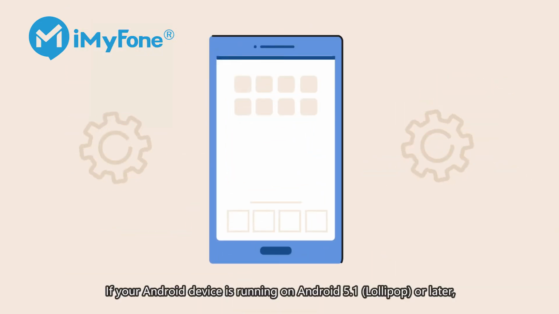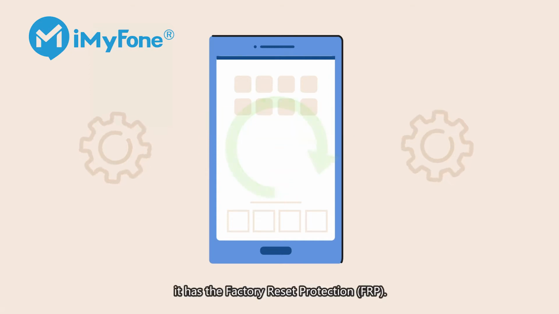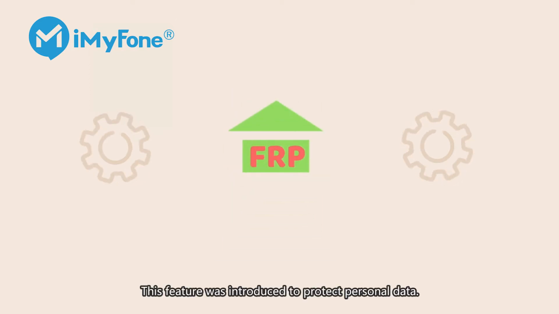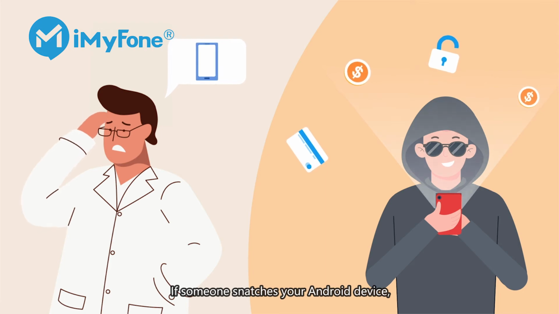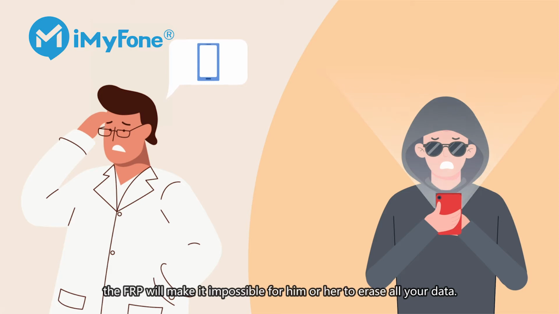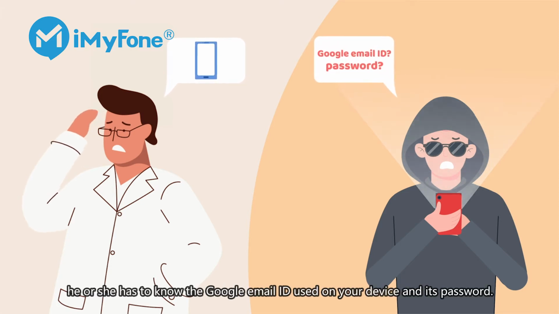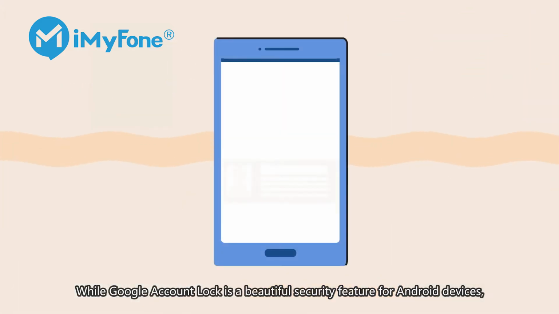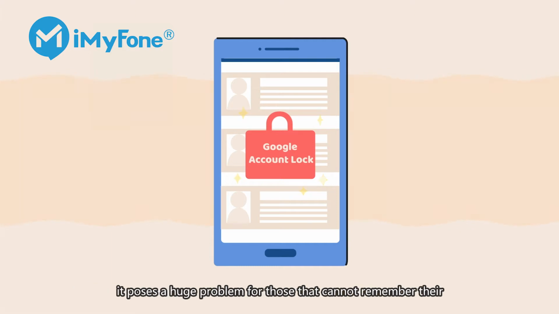If your Android device is running on Android 5.1 Lollipop or later, it has Factory Reset Protection, or FRP. This feature was introduced to protect personal data. If someone snatches your Android device, the FRP will make it impossible for him or her to erase all your data. To factory reset the device, he or she has to know the Google email ID used on your device and its password.